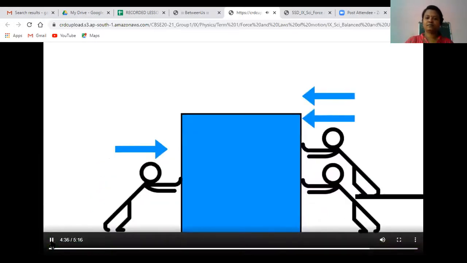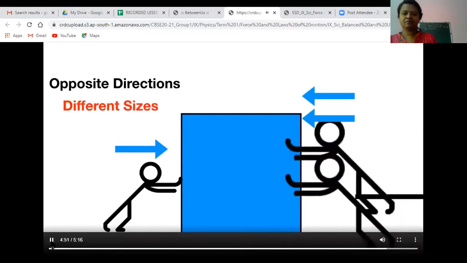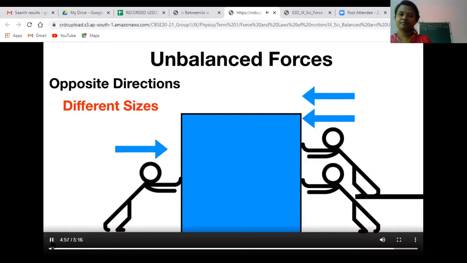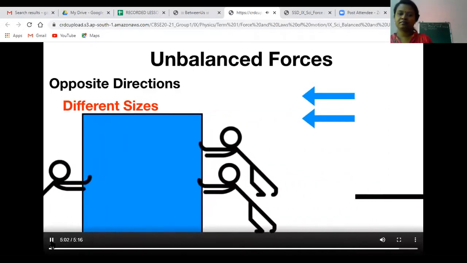Now here's one more. Are these balanced or unbalanced forces? Why? Well, these forces are in opposite directions. We have 2 people pushing from the right and 1 person pushing from the left. However, these forces are different sizes. Because you have 2 people pushing on one side and only 1 person pushing from the other, these are unbalanced or not equal forces. If you let everyone push, the box would move to the left because 2 people are stronger than the 1 person.